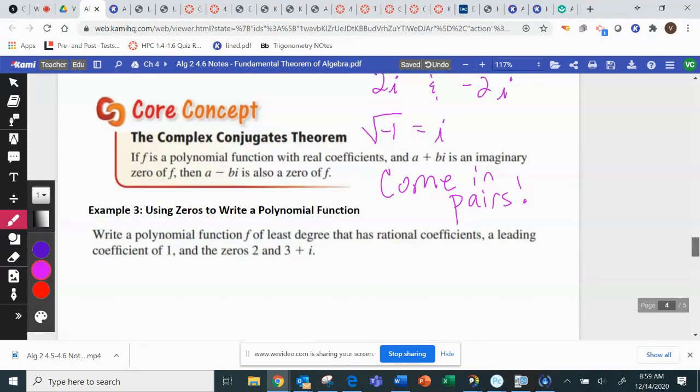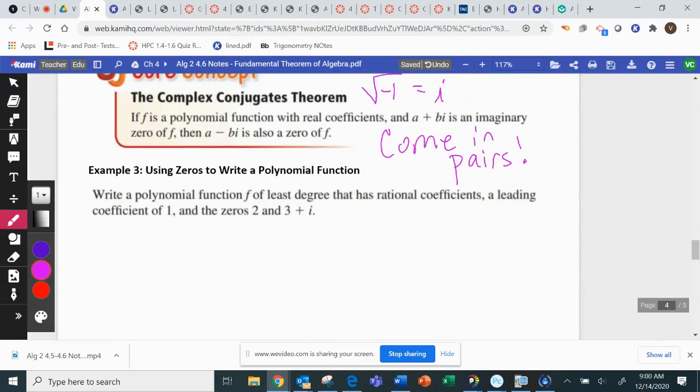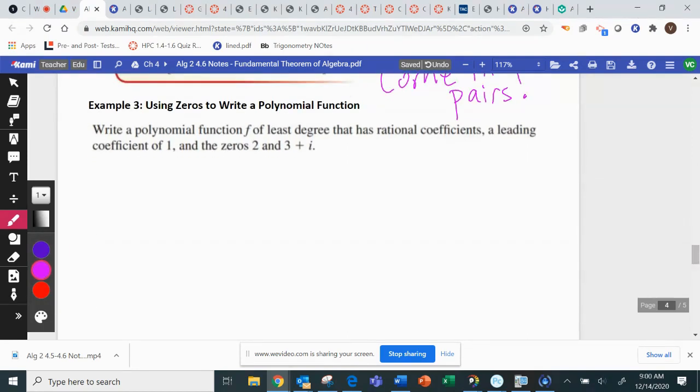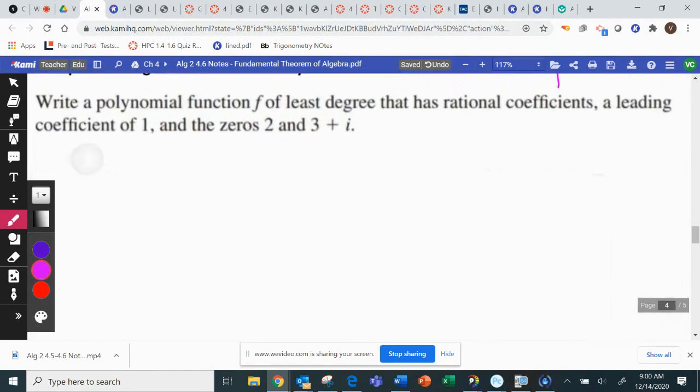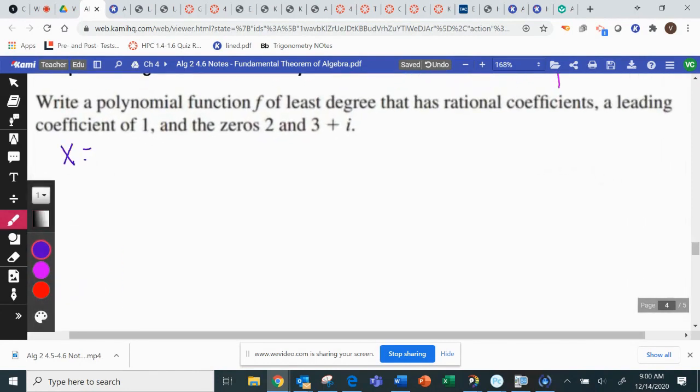So when we read a question that says, polynomial function f of least degree that has rational coefficients, a leading coefficient of 1, and the zeros at 2 and 3 plus i, we'll start it the exact same way. I'm going to do everything the same. So I'm going to have x equals 2. I'm going to have x equals 3 plus i. And then I have to have a pair with the imaginary number. x equals 3 minus i. Those always come in pairs.